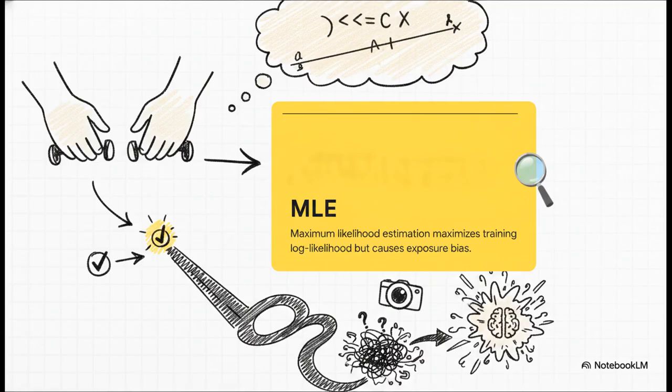The AI is fed its own messy predictions. So if it makes one tiny mistake early on in the sentence, it gets confused, it panics, and the errors just snowball. We call this exposure bias. It wanders completely off the right path.